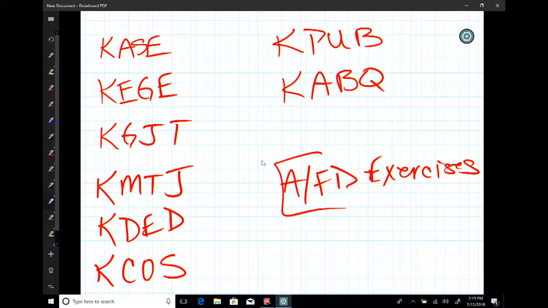Okay, now that you've done that, let's take a look here, a quick review. Remember, this is going to be on your chart supplements. So when you look at your chart supplements, these are the 8 airports that I am going to be asking you very specific questions on. And you need to know how to find this information. Where do you find this information?